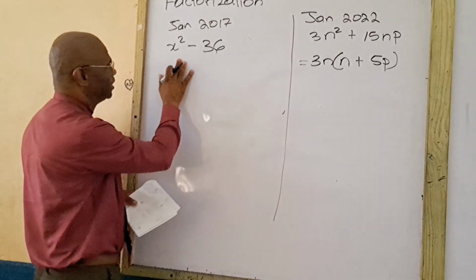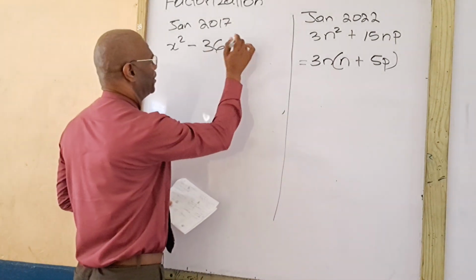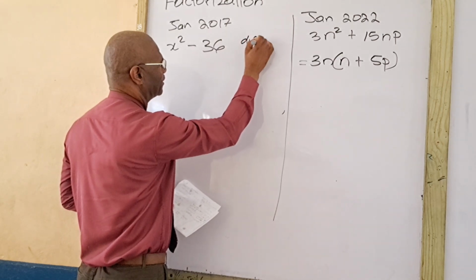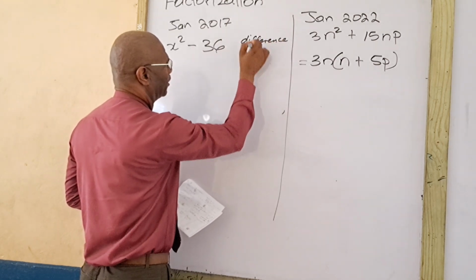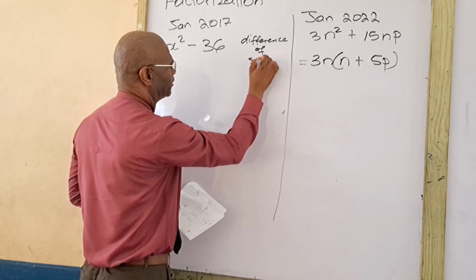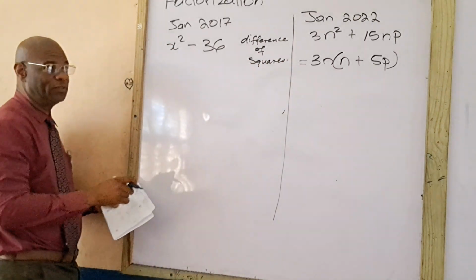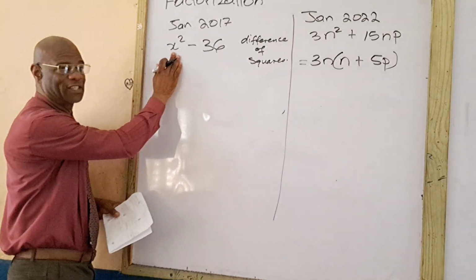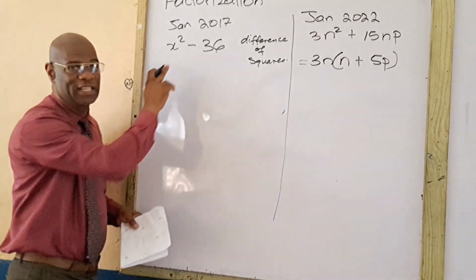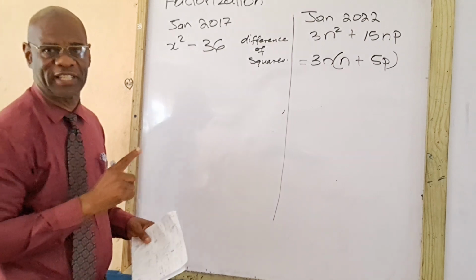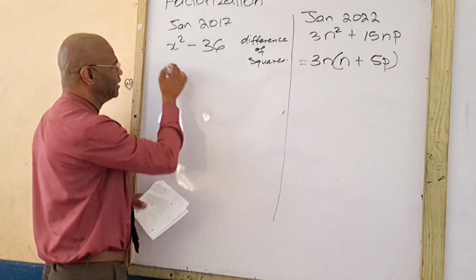Now look at this. This is a difference of squares. So the square root of x squared is x, and the square root of 36 is 6.